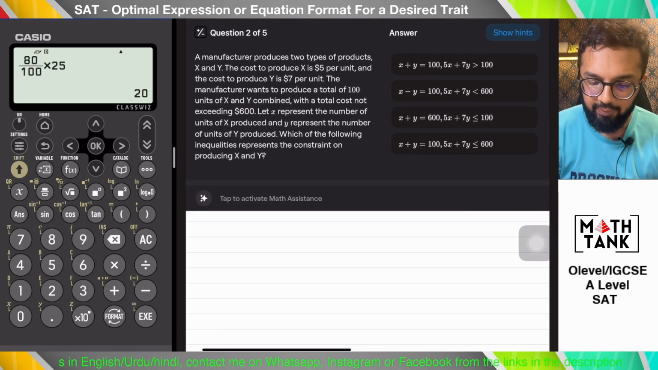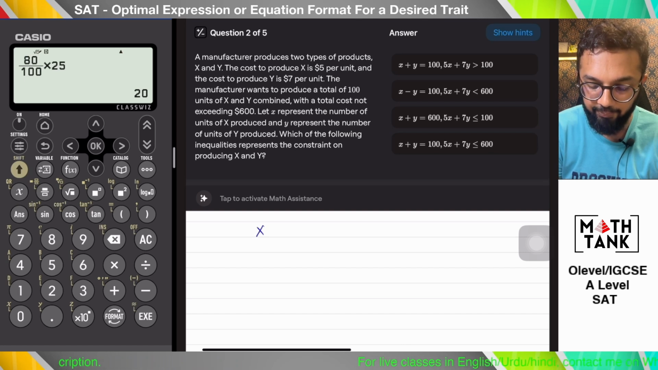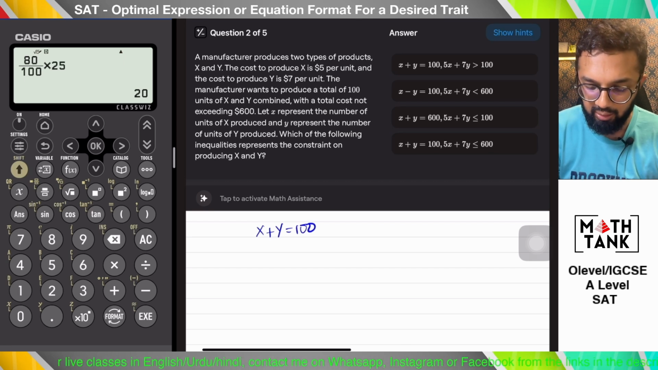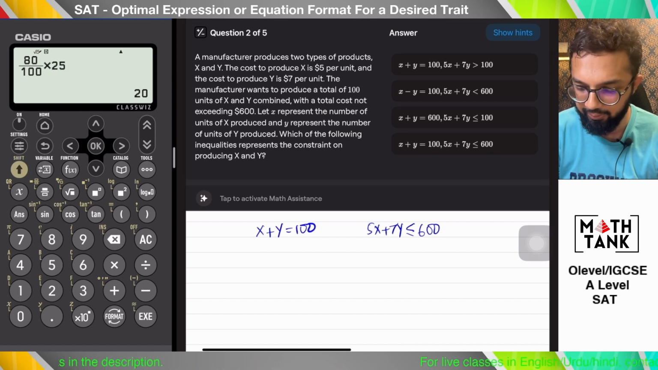Question number two. A manufacturer produces two types of products, X and Y. The cost of product X is $5 per unit, and the cost to produce Y is $7 per unit. The manufacturer wants to produce a total of 100 units of X and Y. So X plus Y should combine to make a total of 100. With a total cost not exceeding $600, so there is an inequality involved: 5x plus 7y should be less than or equal to 600. Which of the following represents the inequality constraints? I think that's simple.